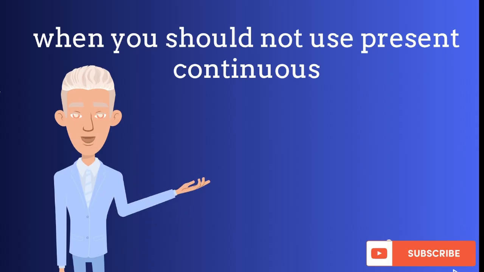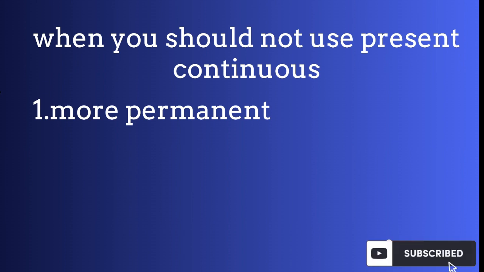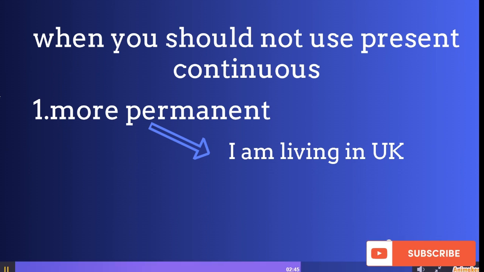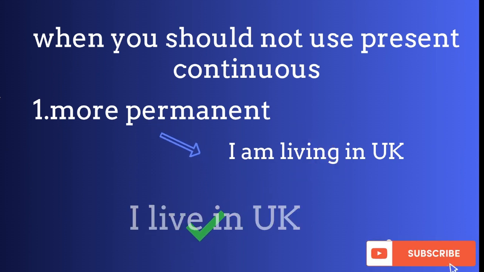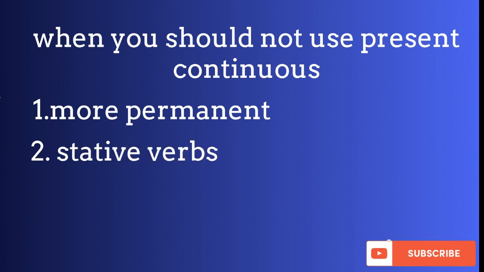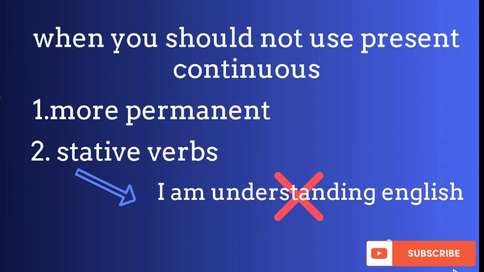Now let's look at when not to use present continuous tense. When we are talking about more permanent things, we don't use present continuous tense. For example, I am living in UK, which is clearly happening right now. But this is more permanent, so this sentence is wrong. The right one is going to be, I live in UK. And when we are talking about a stative verb, we don't use present continuous tense. For example, the sentence, I understanding English, is wrong because the verb understand is a stative verb.